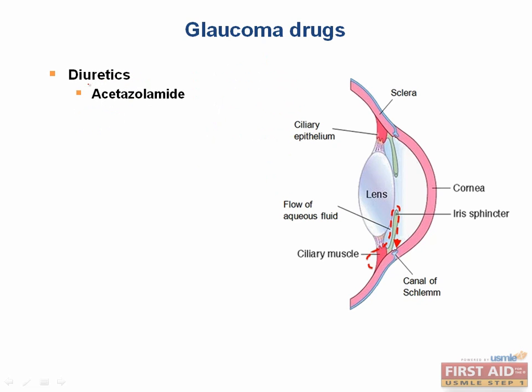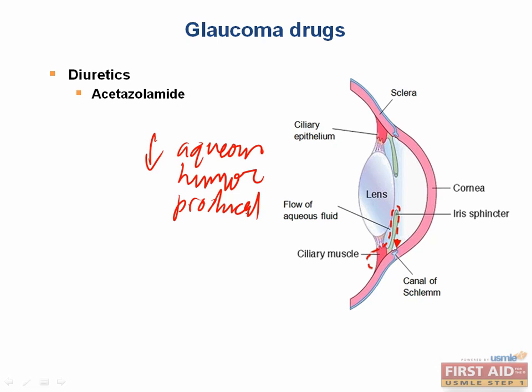Diuretics like acetazolamide reduce the amount of aqueous humor produced as well. I think you can see a common theme between all of these drugs that I've mentioned so far. Acetazolamide works through the inhibition of a certain enzyme. Do you remember what enzyme that is? Carbonic anhydrase. You should remember that from your renal lectures.